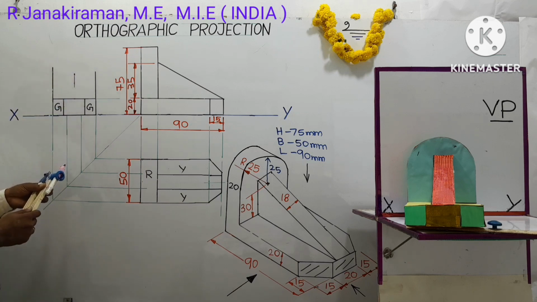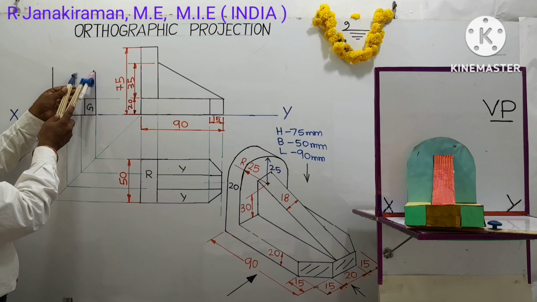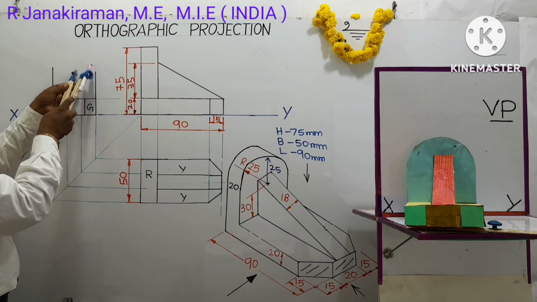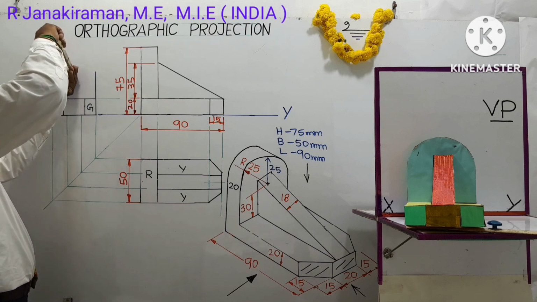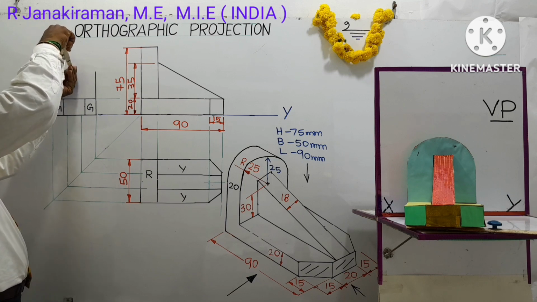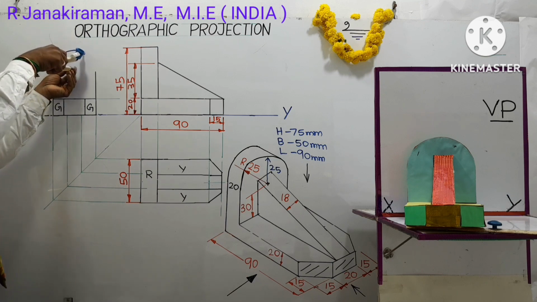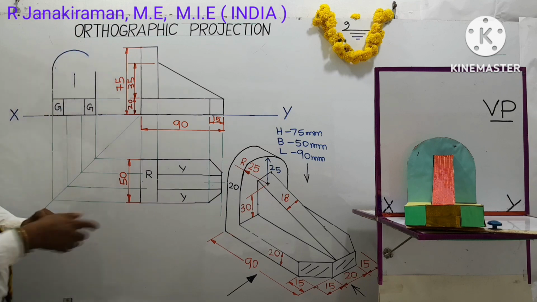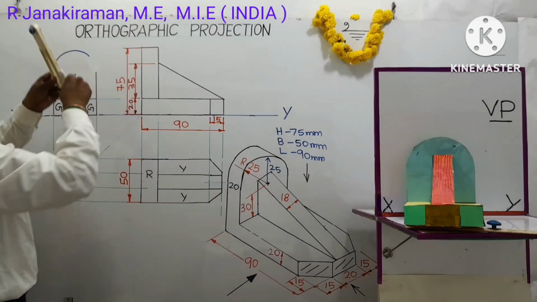Take your compass and with that marked center as a reference, draw one arc of radius 25 mm, that is 2.5 centimeter.